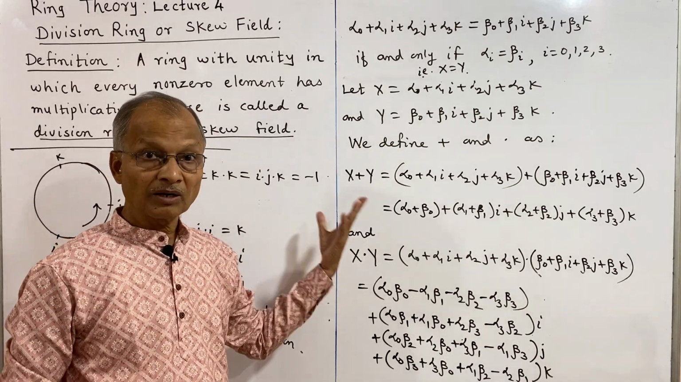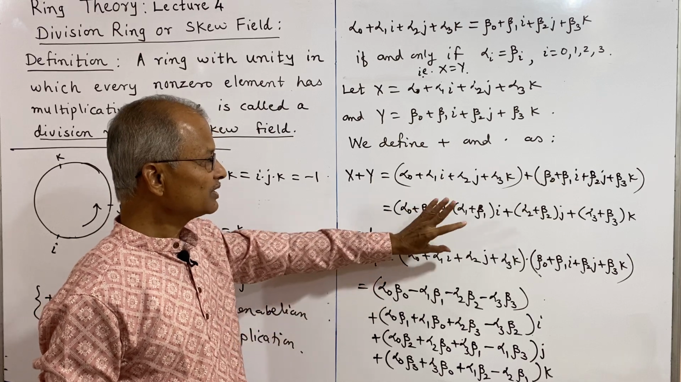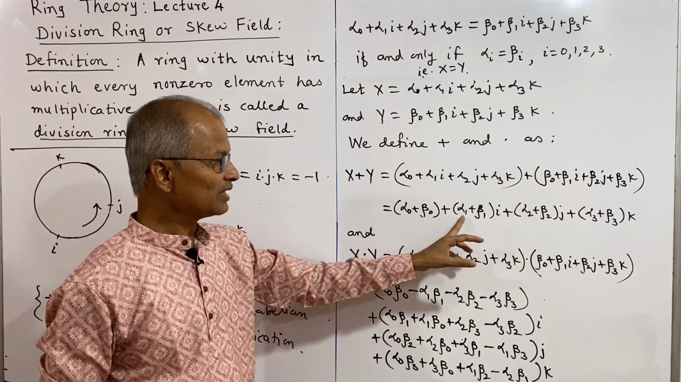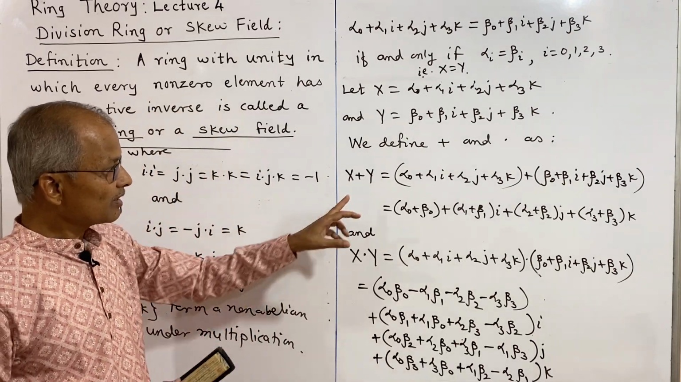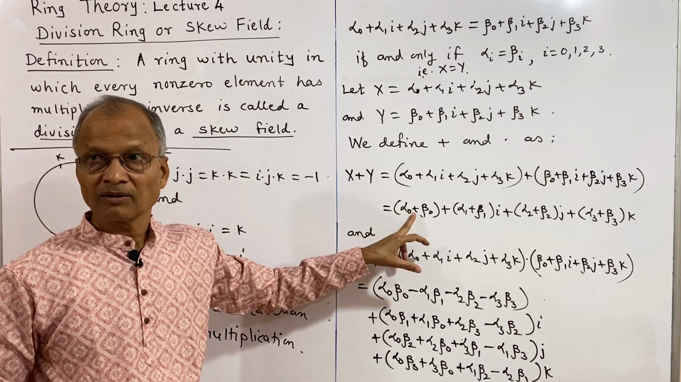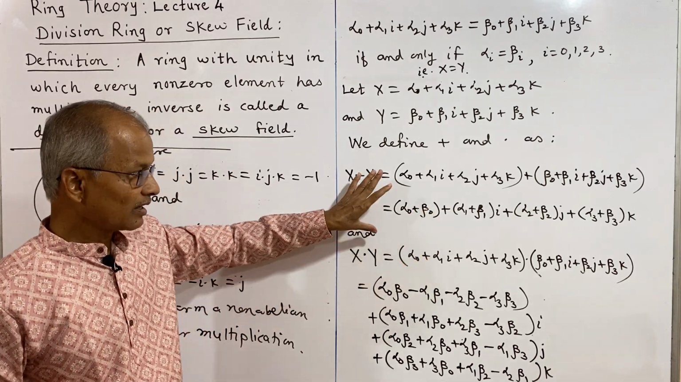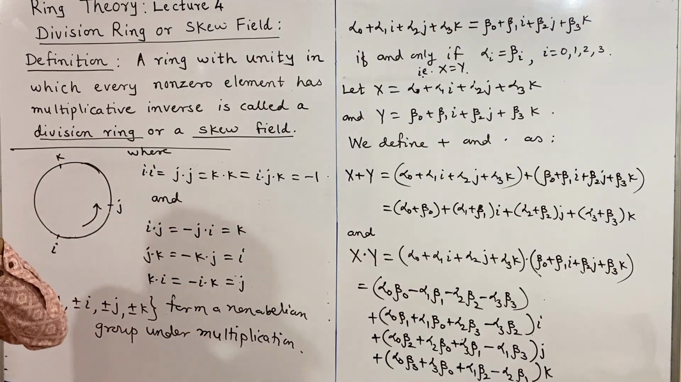It is commutative. x plus y is the same as y plus x, because only the symbols will be interchanged, and these are additions of real numbers, which is commutative. So this addition is associative. This will be addition of real parts, and this is associative. Further, what about the zero element of this?